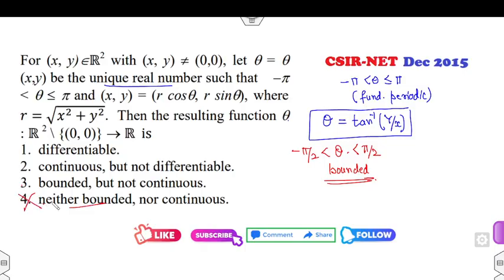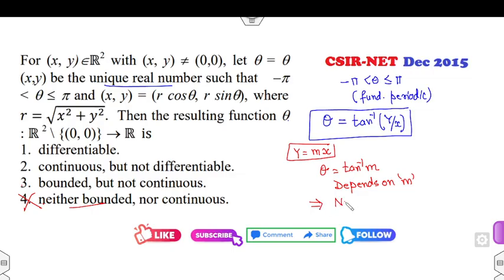So the option not bounded is cancelled. Now we have to check the continuity or differentiability. How can you check the continuity? Because it's a two-dimensional function, I can choose the path y equal to mx. So this is tan inverse m. Now it depends upon m. That means the limit is not unique. If the limit is not unique, the function is not continuous. If the function is not continuous, the function is not differentiable. So the function is not continuous. C is the answer of this problem.